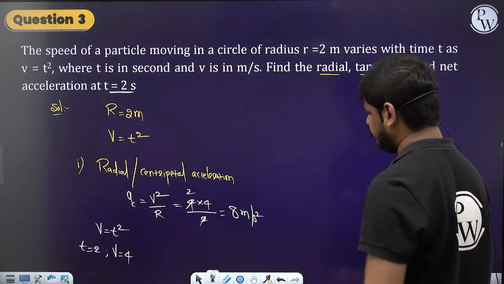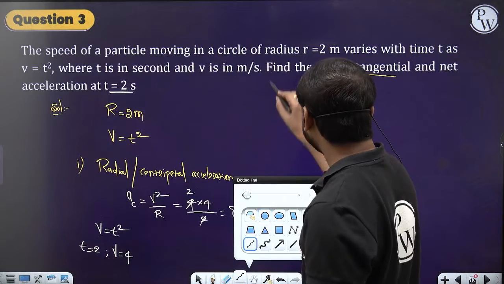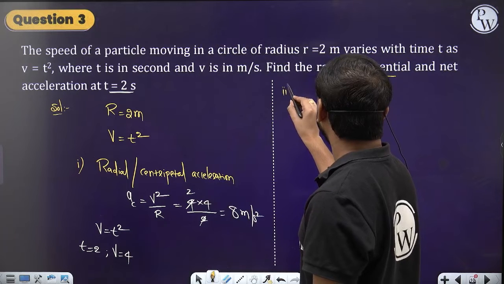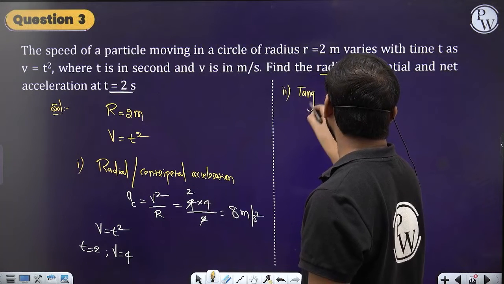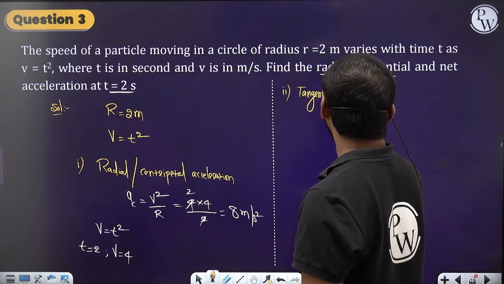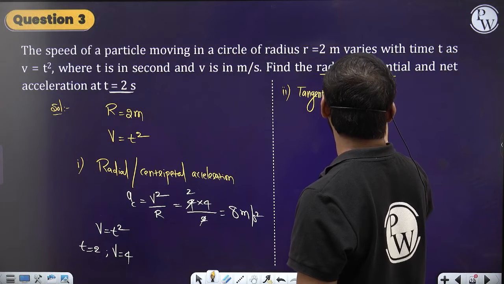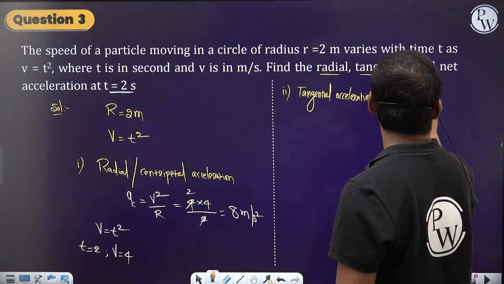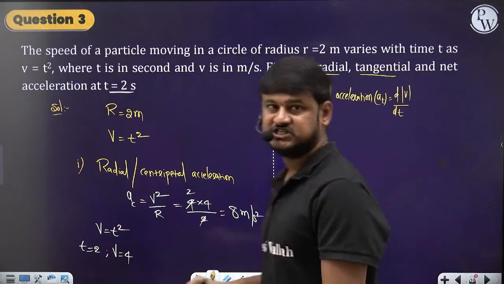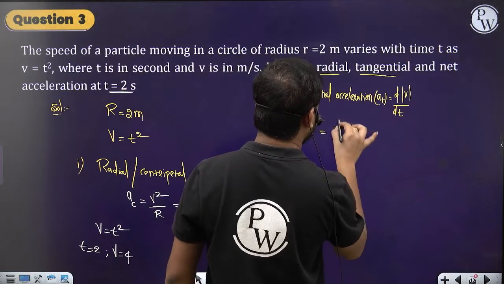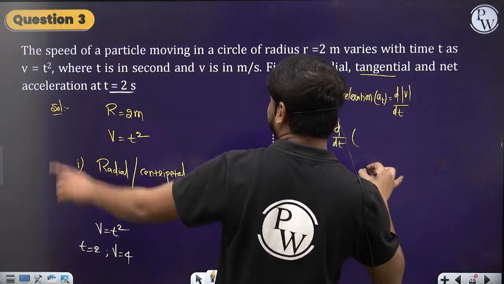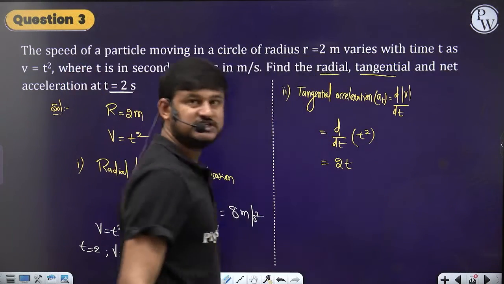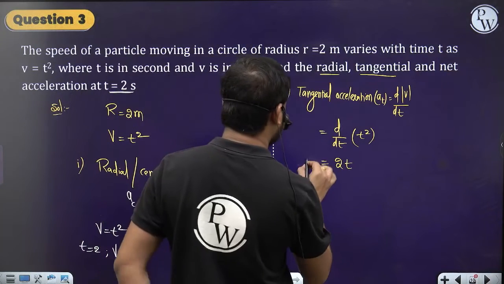The first one is done. Next, for the second one we need the tangential acceleration. So let's go for the tangential acceleration, which is nothing but dv by dt, the rate at which the magnitude of velocity changes, right? So that is d by dt of the velocity function given, 2t square. That means this is going to be 4t. So now a t is equal to 4t.